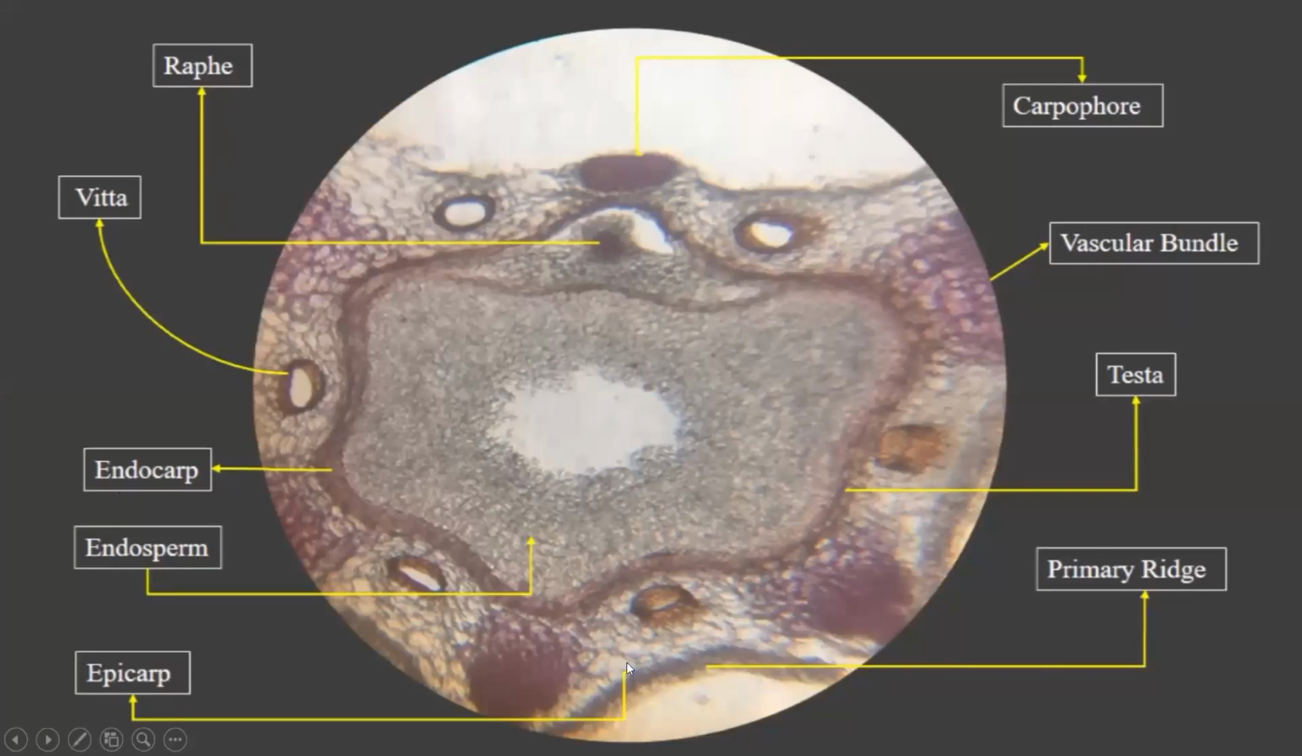Under the endocarp layer, the epicarp is also present, the outer layer. Beside the epicarp, the primary ridge is present. In that position, testa is also present. This is the bunch of vascular bundle which we can see as black spots, and the deep black spots are observed as carpophore. So these are the various microscopical characters which we can see under the microscope after the section cutting process was accomplished.